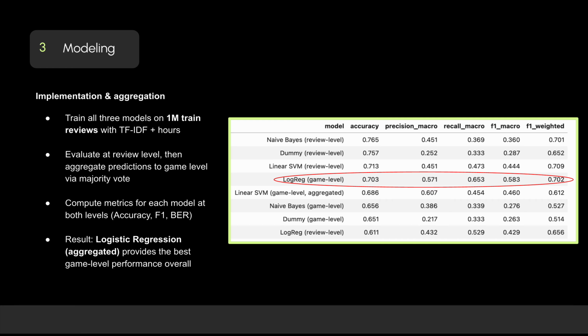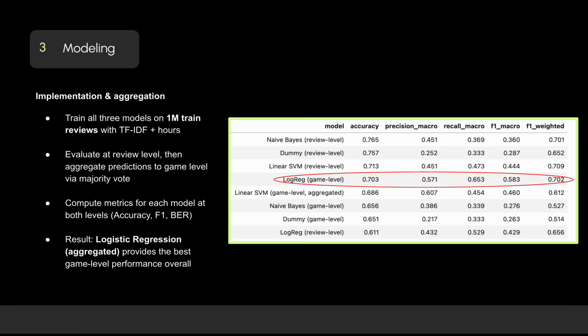Now, in terms of implementation and aggregation, all the models, as I said, were trained on the million training reviews with those features. All of these models are sharing the same train and test splits, so their results are actually comparable. I also had tried some tuning of hyperparameters, but I ended up taking that out because it was pretty inefficient, and it really didn't end up making that much of a difference, so I decided to remove that from my code. So that's just an aside.